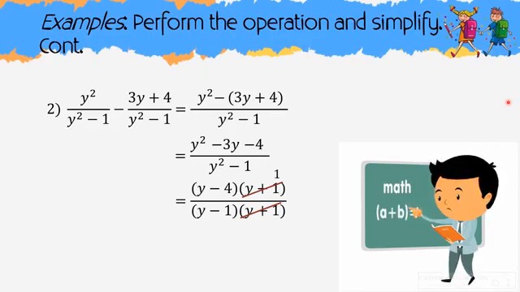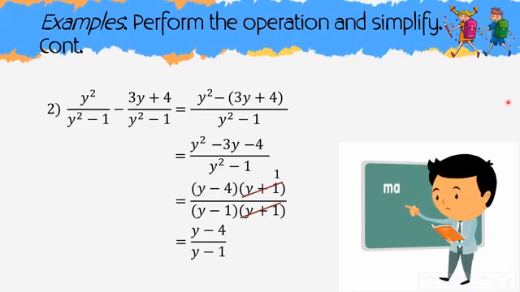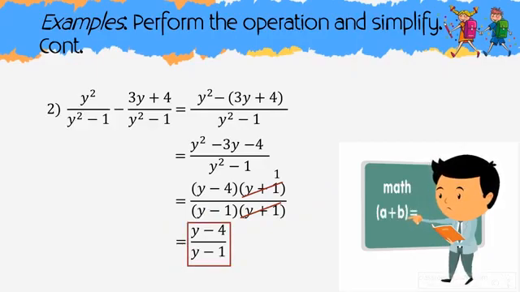Okay, none. So if that is the case, let's simplify the remaining polynomials. Okay, so the remaining in the numerator, you have y minus 4 times 1 is of course y minus 4. And in the denominator, the remaining is y minus 1. Now, this rational expression is in simplified form. It can no longer be simplified. So, that is now your final answer.